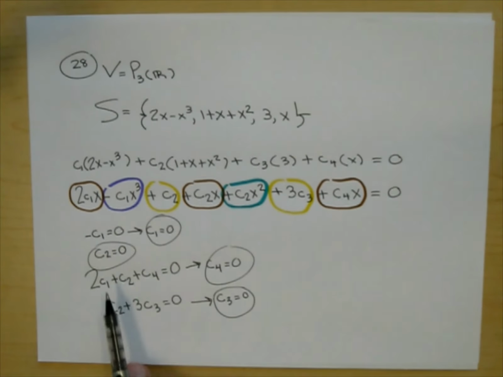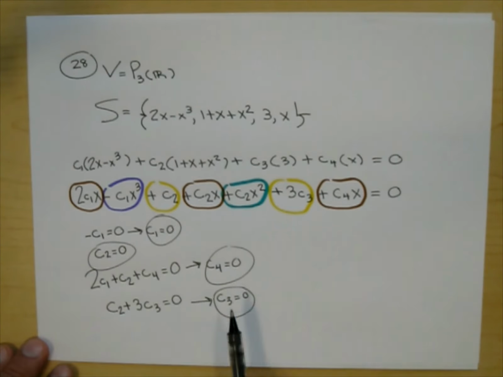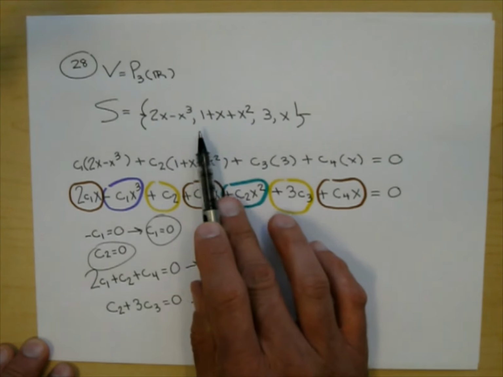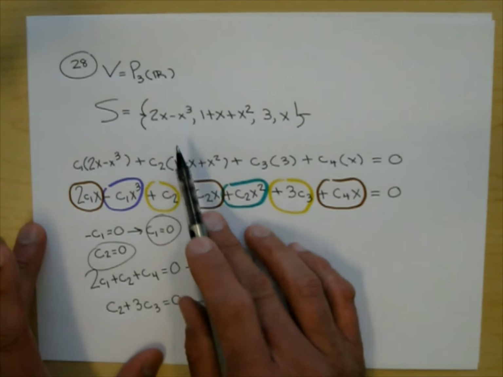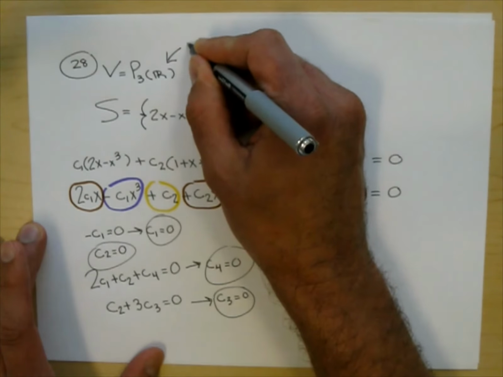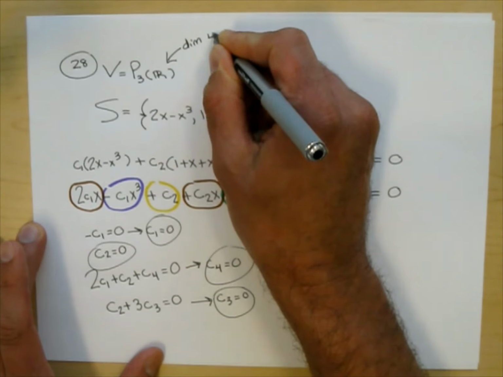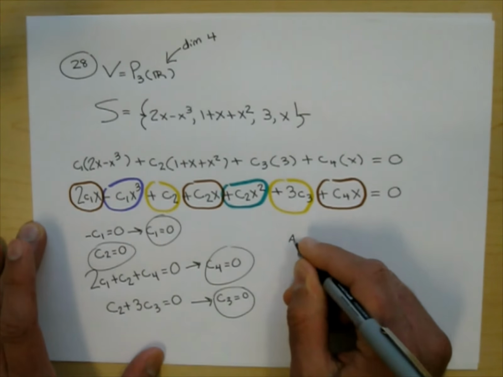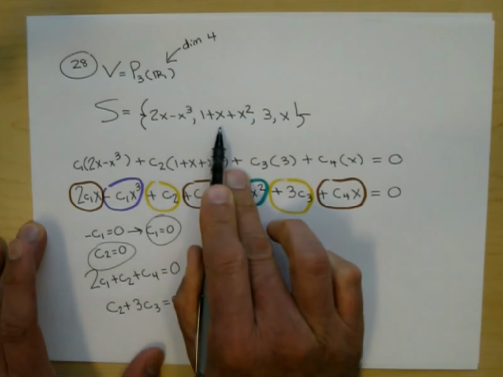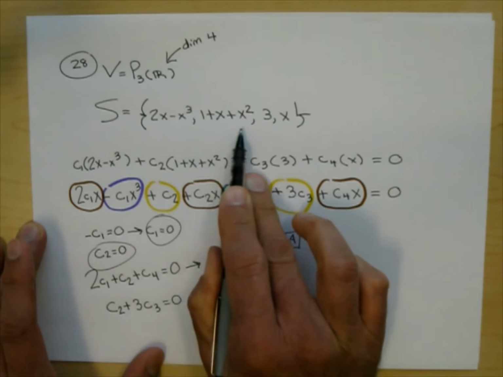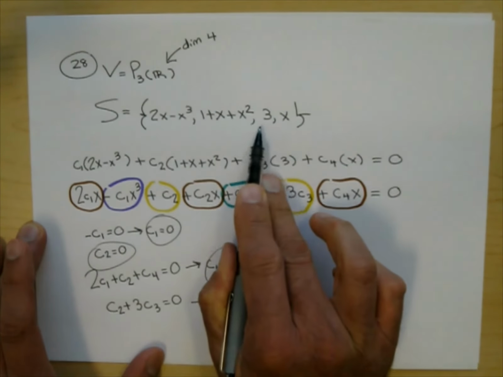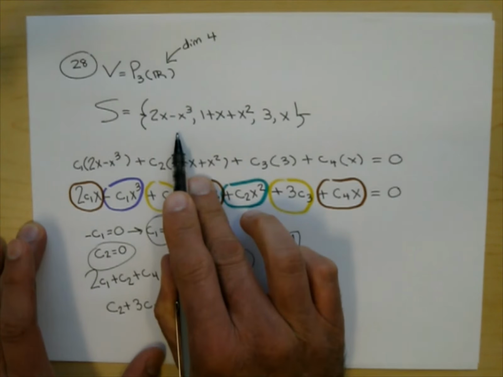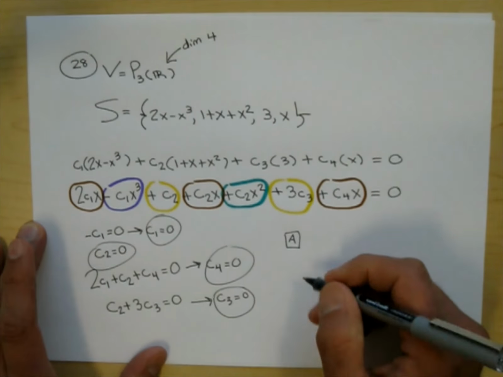Now, if we had thrown this into an augmented matrix, for all of our ci's, we would have ended up getting the same thing. So what does that mean? That means this is an independent set. That means there's no dead weight. We know the dimension of P3 is 4. We have 4 vectors and none of them are dead weight. So those 4 vectors have to span V. So the answer to the first part of this is yes.